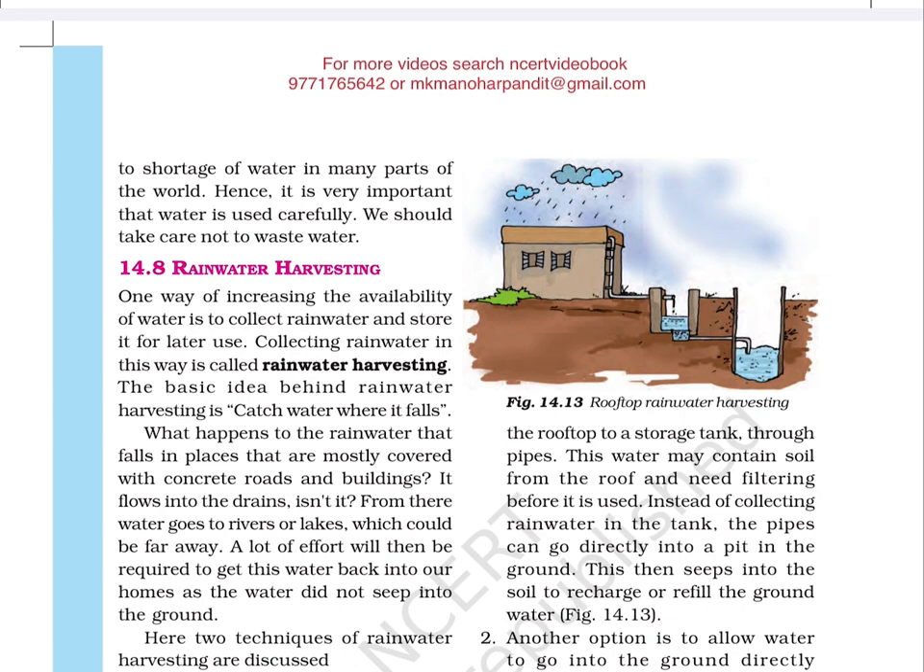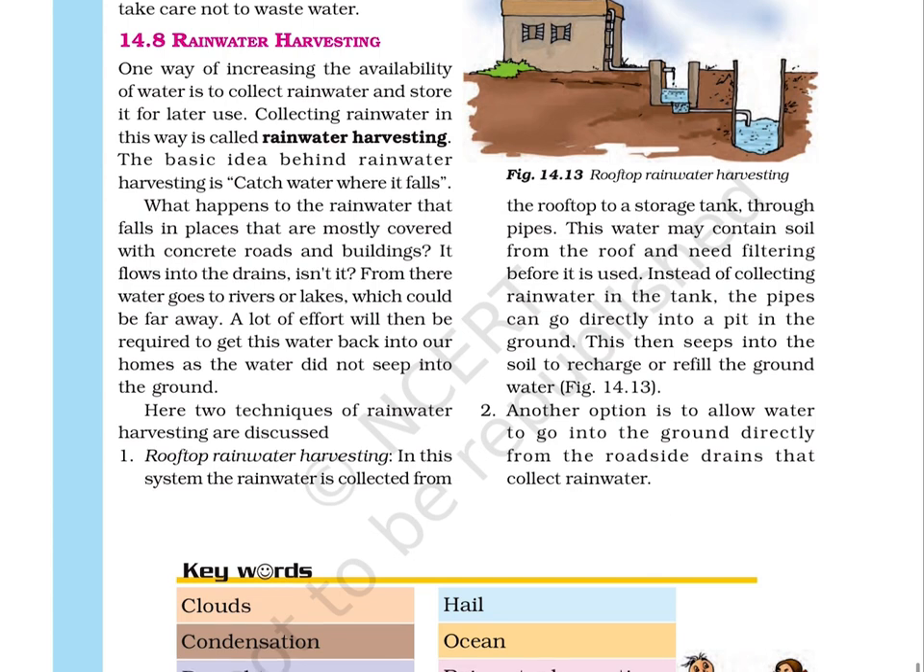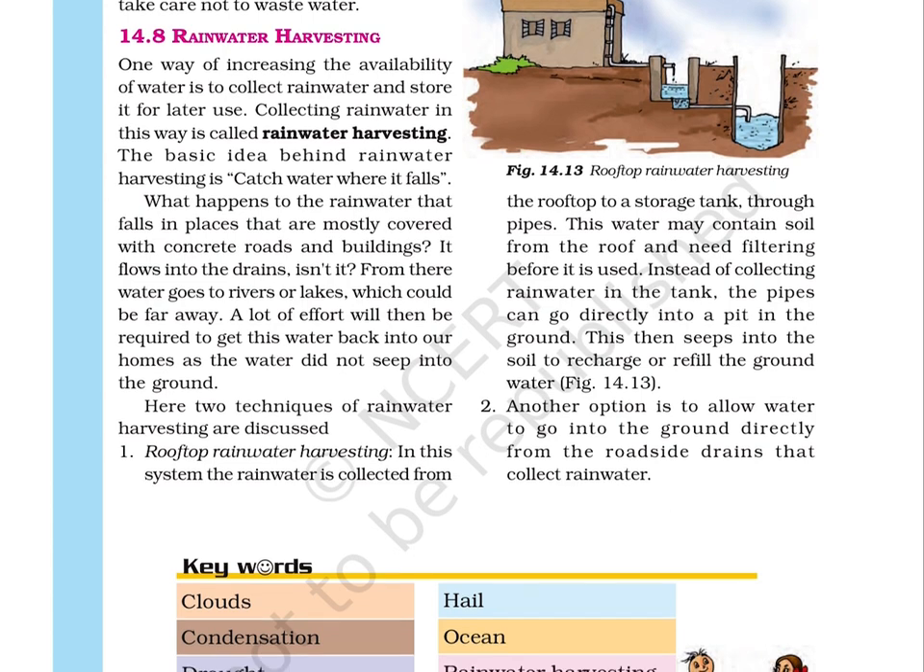What happens to the rainwater that falls in places that are mostly covered with concrete roads and buildings? It flows into the drains, isn't it? From there, water goes to rivers or lakes, which could be far away. A lot of effort will then be required to get this water back into our homes as the water did not seep into the ground. Here, two techniques of rainwater harvesting are discussed.